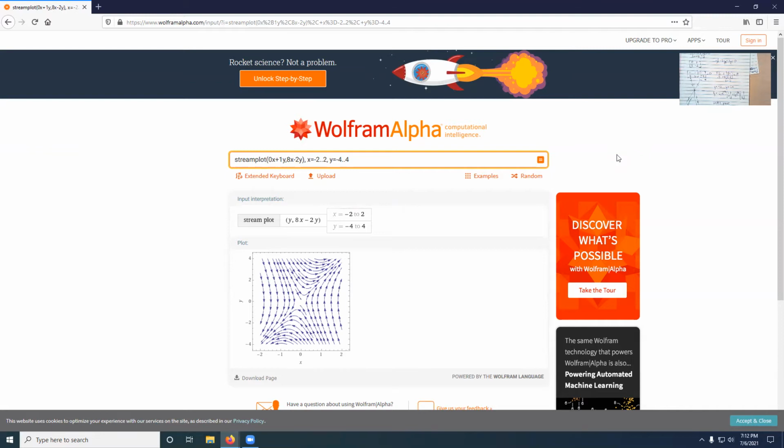The nice thing about this system is you don't have to think all that hard about which way the arrows point. It'll figure it out for you. And for homework, actually, I encourage you to use this. It's readily available to anybody with a web browser.